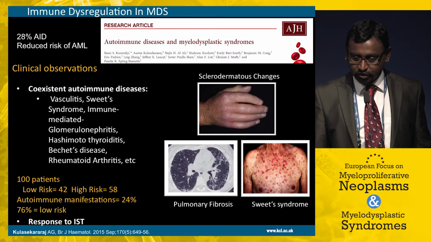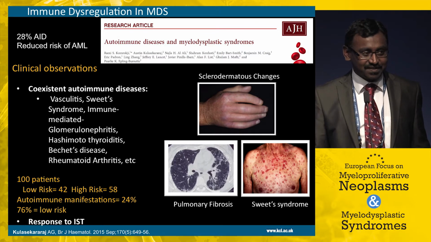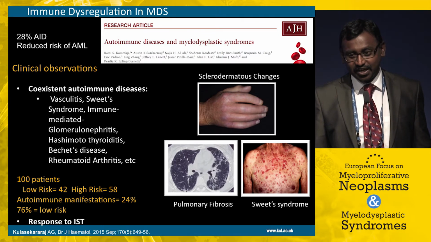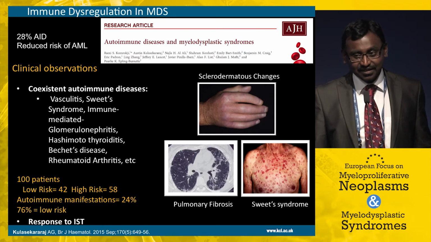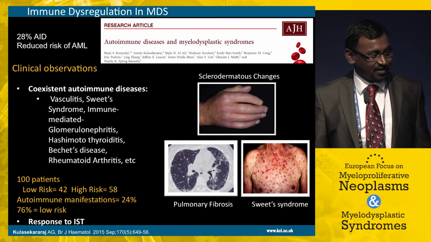And this was also shown when we did a large series between King's and the Moffitt group in about 800, 900 odd patients, that 30% of patients did have an underlying autoimmune disease, and that reduced the risk of progression to acute myeloid leukemia. So here you have two diseases, both could be associated with immune dysfunction or immune dysregulation. So does that really help you to differentiate between these two diseases?